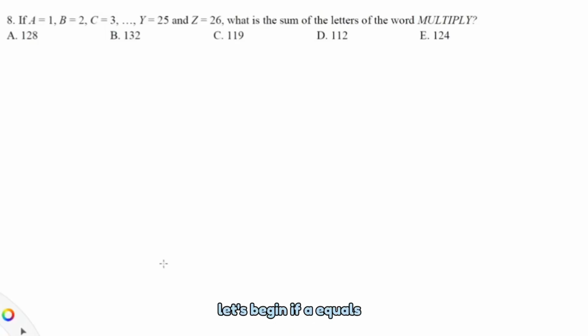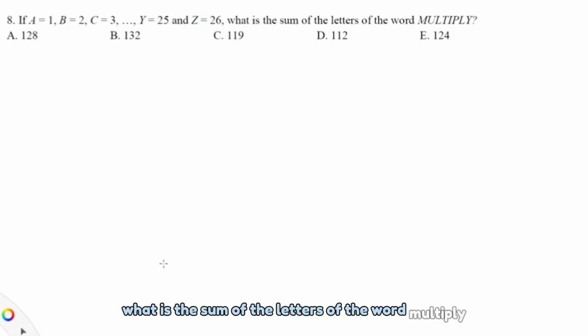If A equals 1, B equals 2, C equals 3, and this pattern keeps continuing to Y equals 25 and Z equals 26, what is the sum of the letters of the word multiply?